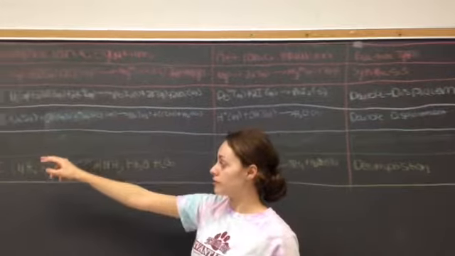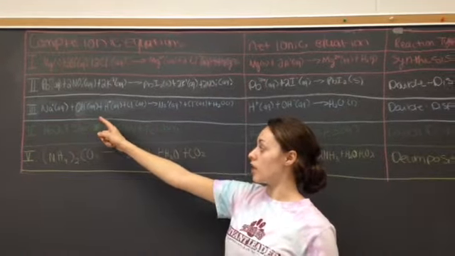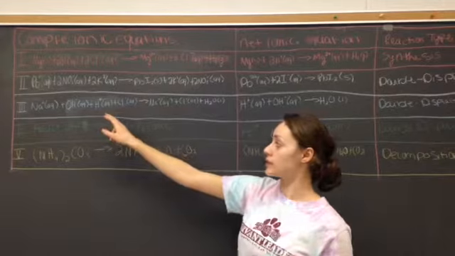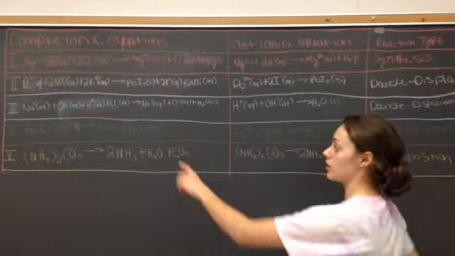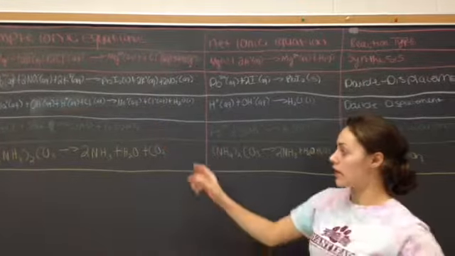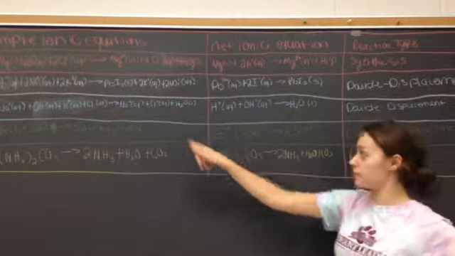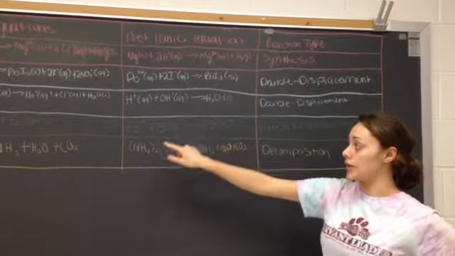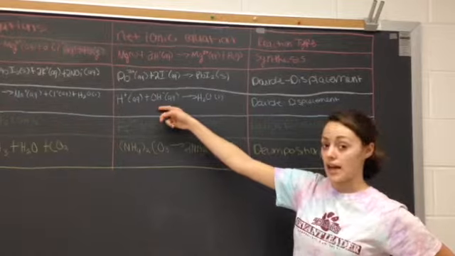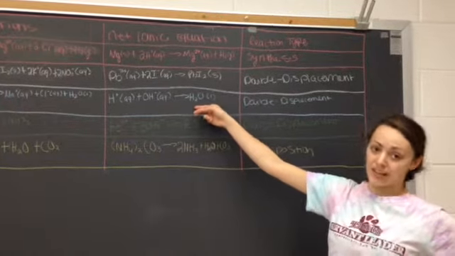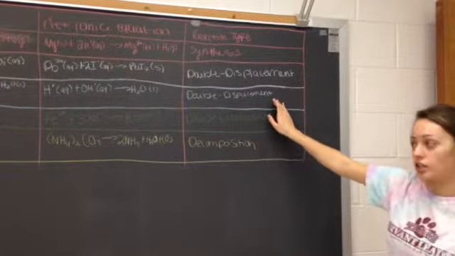Then for part 3, we have Na+ aqueous plus OH- aqueous plus H+ aqueous plus Cl- aqueous reacting to produce Na+ aqueous plus Cl- aqueous plus H2O liquid. The net ionic equation is H+ aqueous plus OH- aqueous reacting to produce H2O, the liquid. And again, we have a double displacement reaction type.